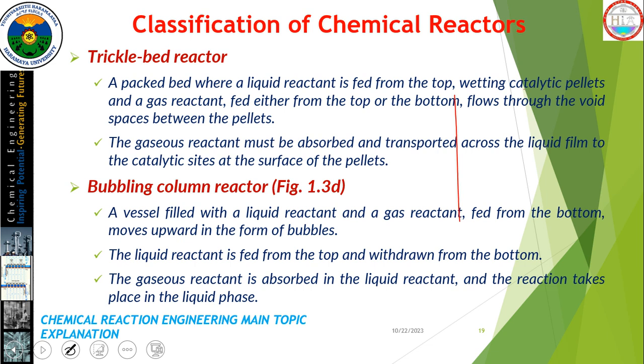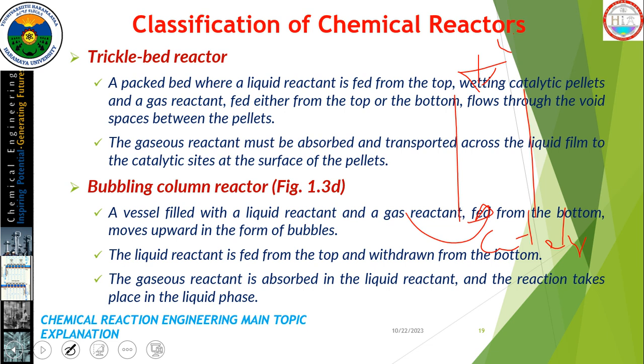So consider this one a trickle bed reactor, in which the liquid reactant is directly fed from the top. This one is for the liquid reactant. The gas, as well as the catalytic pellets, may be fed from the top or from the bottom, and the flow takes place through the void spaces between the pellets. So this is called the trickle bed reactor. There is a packed bed.